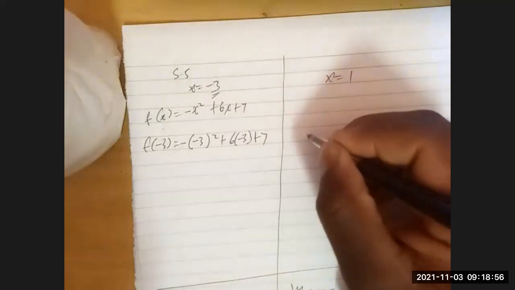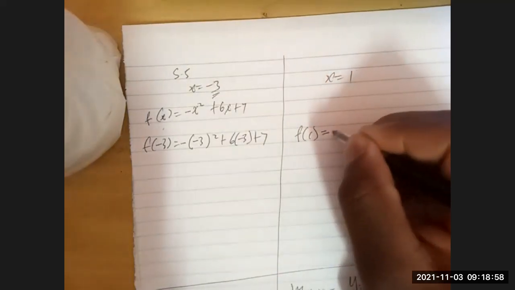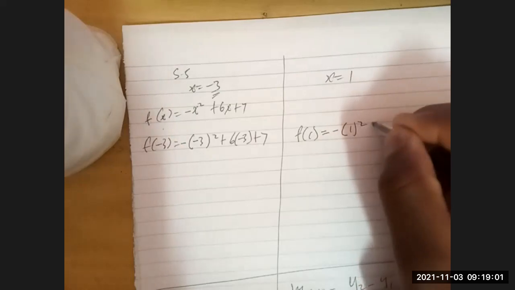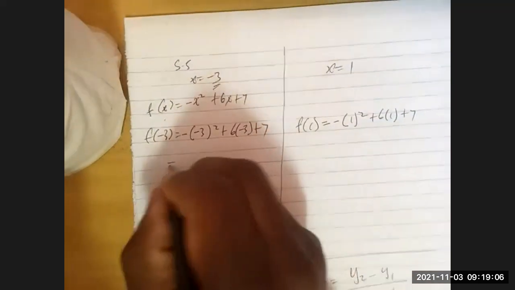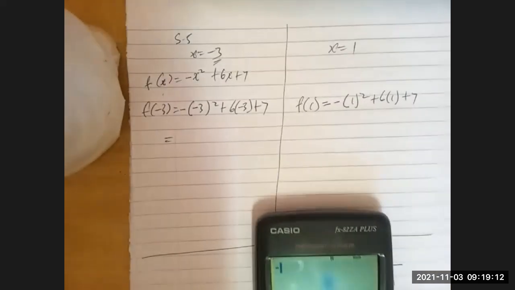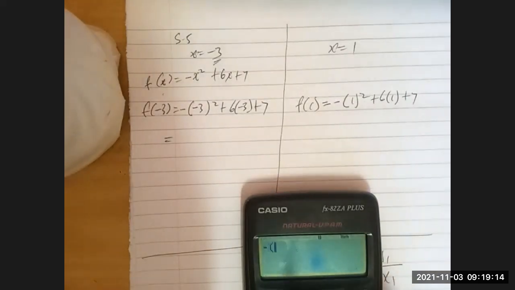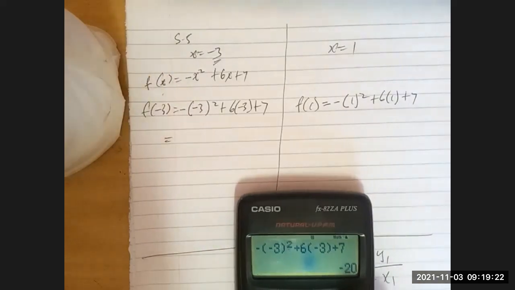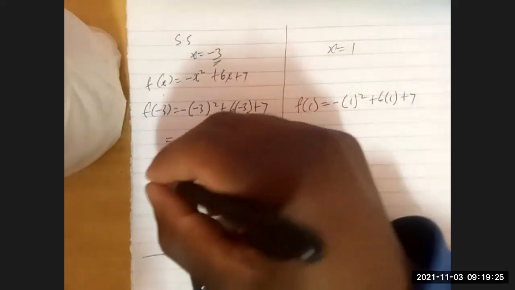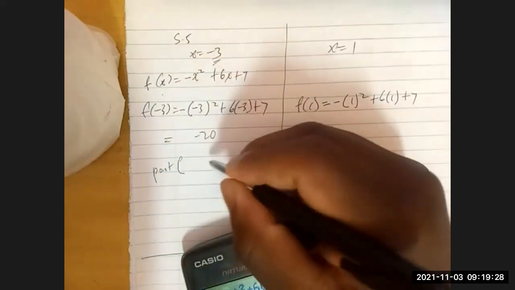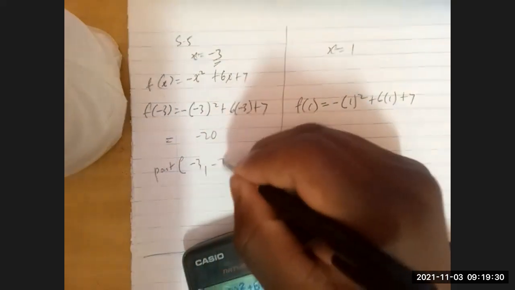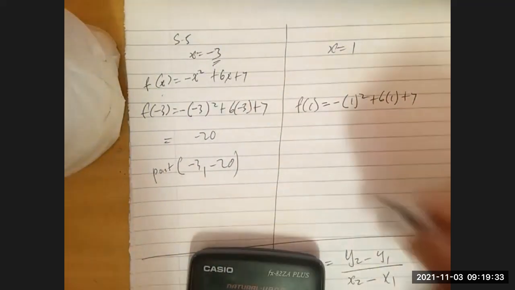And for this one here, f of 1 is going to be equal to -1 squared plus 6 multiplied by 1 plus 7, okay? This is how it is going to be. Okay, fine. So negative -3 squared plus 6 multiplied by -3 plus 7. What is it that you're going to get? You get -20 here. So the point that you have here is -3 and -20, right?